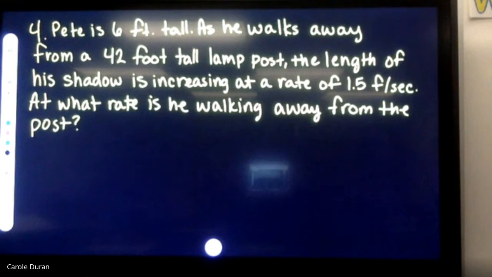So it says Pete is 6 feet tall. As he walks away from a 42-foot lamppost, the length of his shadow is increasing at a rate of 1.5 feet per second. At what rate is he walking away from the post? Or in other words, at what rate is his distance from the post changing? We have to draw a picture. We will draw a picture.